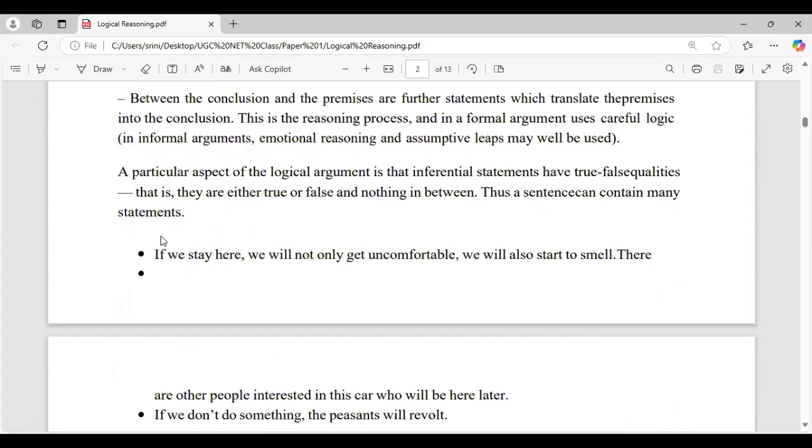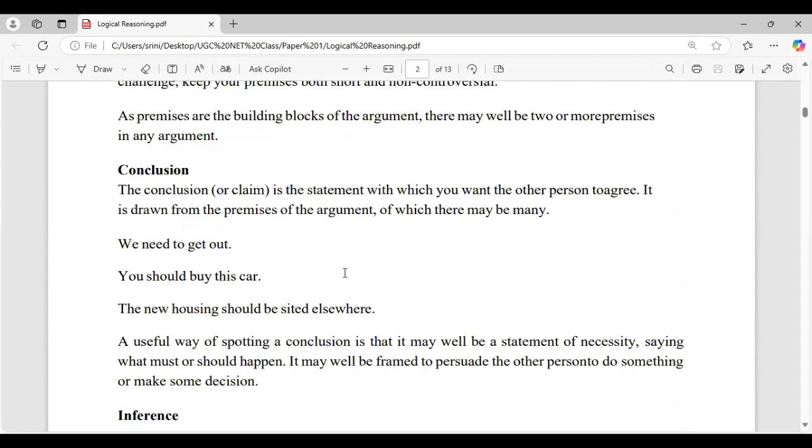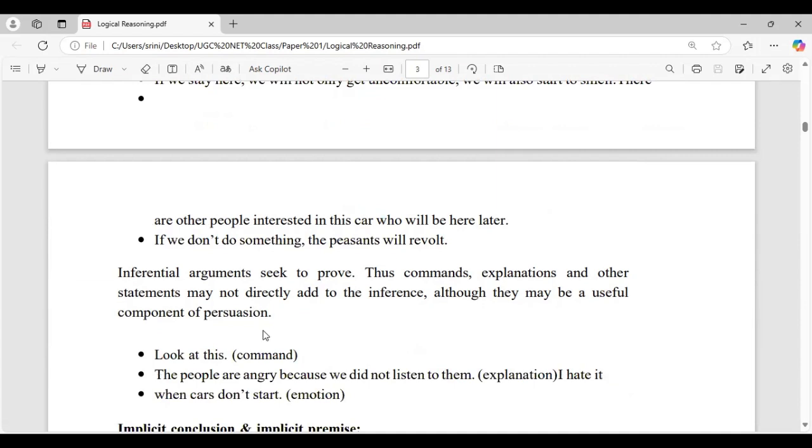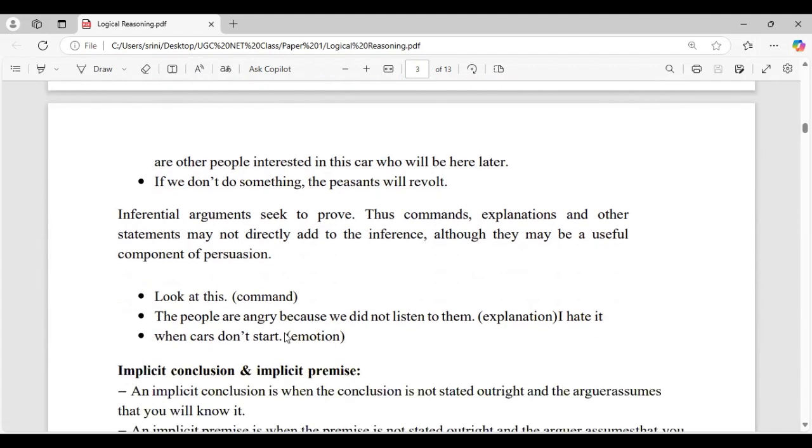Then the reasoning process: if we stay here, we will not only get uncomfortable, we will also start to smell. This car is beautiful; you should buy this car is the conclusion. Between these, there are people interested in this car who will be here later. Inferential arguments seek to prove. Thus, commands, explanations, and other statements may not directly add to this inference, although they may be useful components of persuasion. Command, like: look at this. Explanation: the people are angry because we did not listen to them.